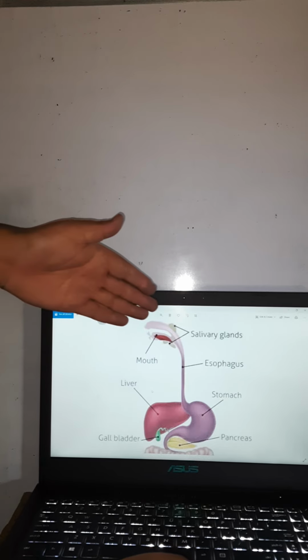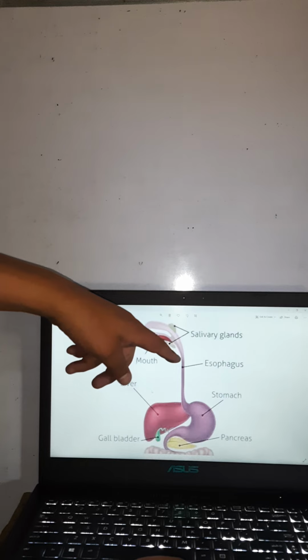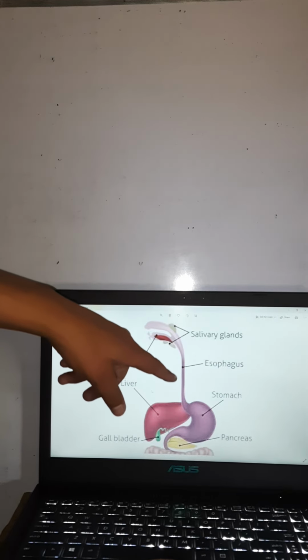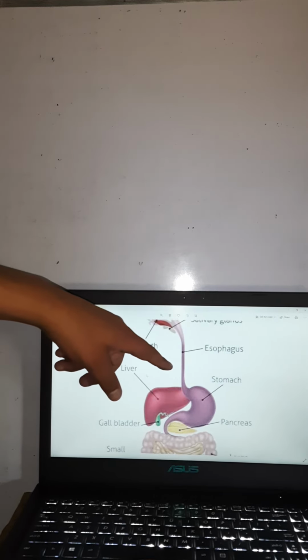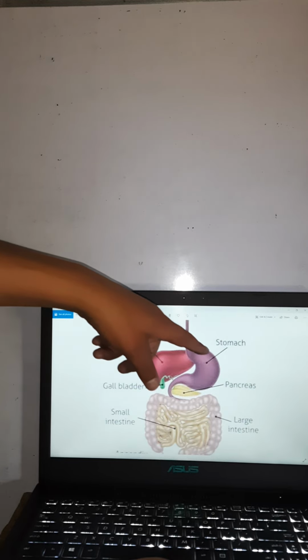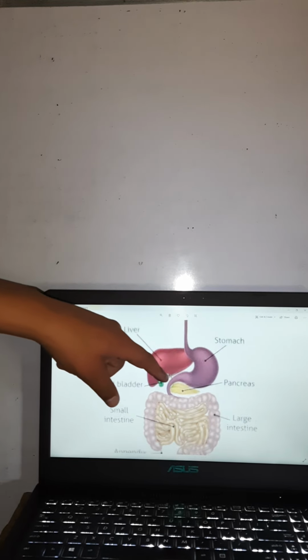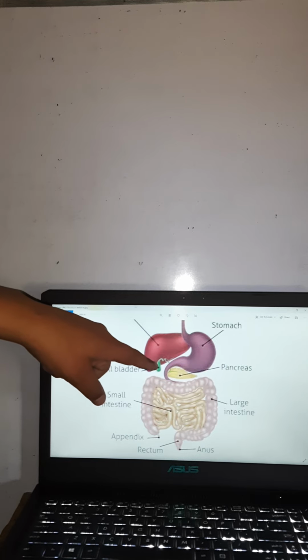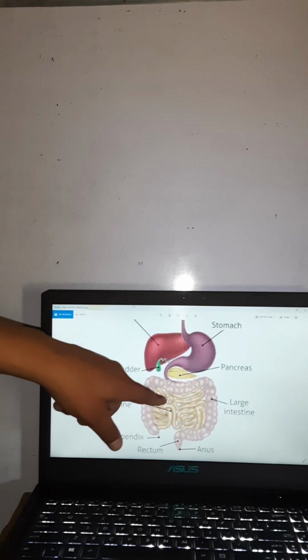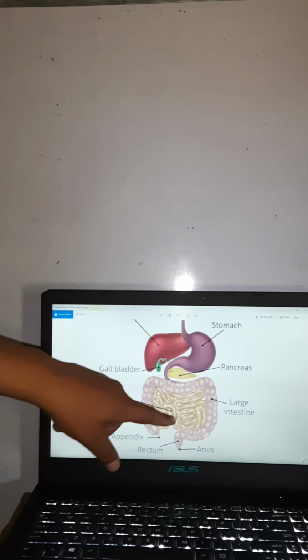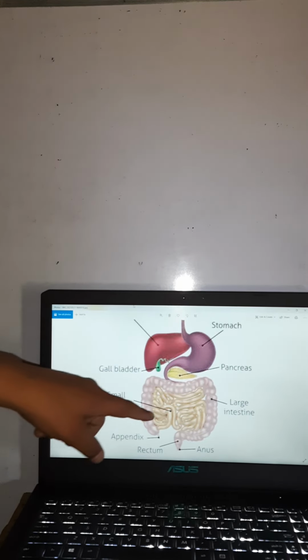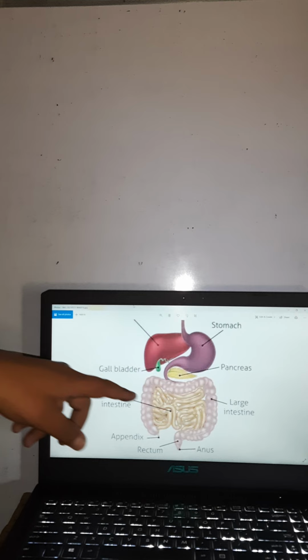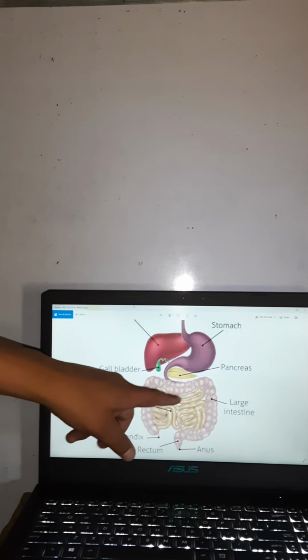Later on, the food enters into the esophagus, also called the food pipe. With the help of the esophagus, the food enters your stomach. This is the stomach, and the food is digested further in the stomach. Then it enters the small intestine. This is known as the small intestine, and here the food is digested again.